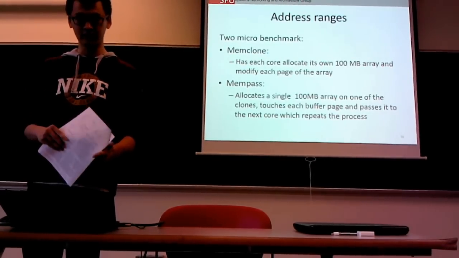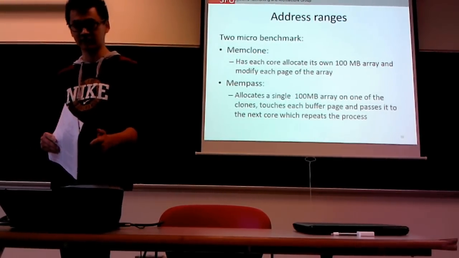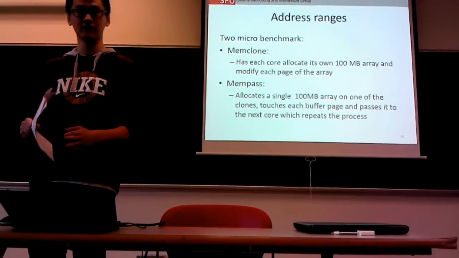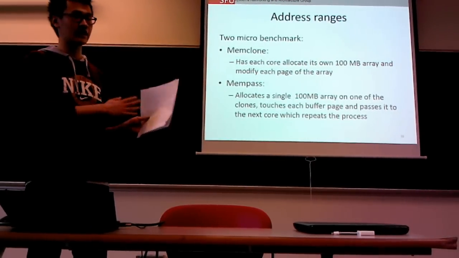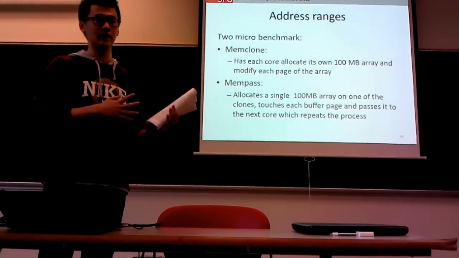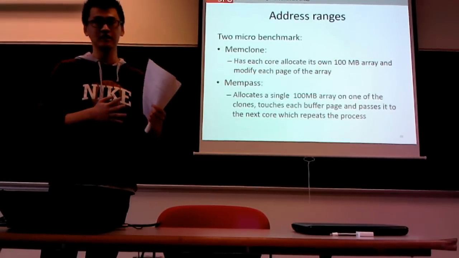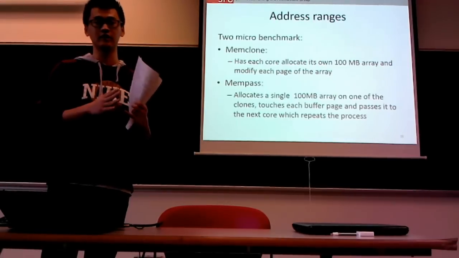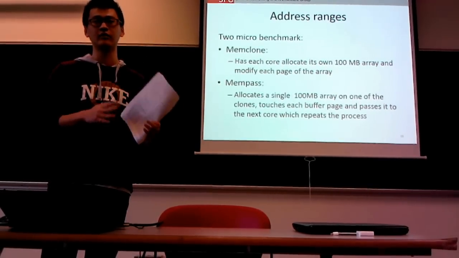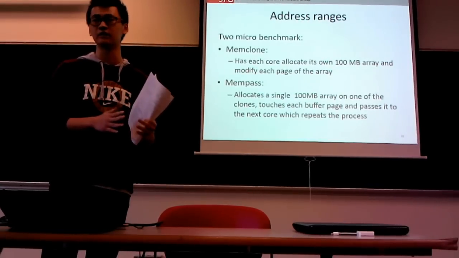For memory clone, each core allocates its own 100 megabyte array and modifies each page of the array. So each core has its own private array, and as we can see, the operating system where each core has its private memory address space should behave better on this one, right?